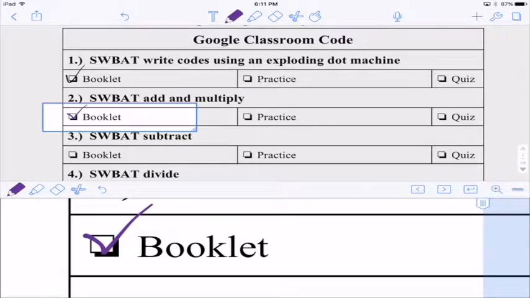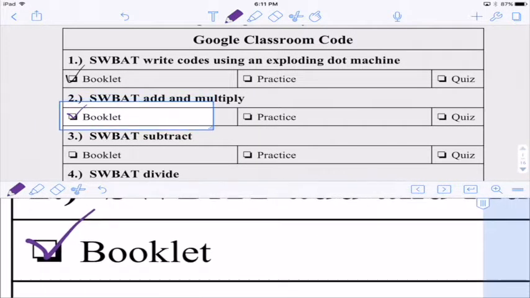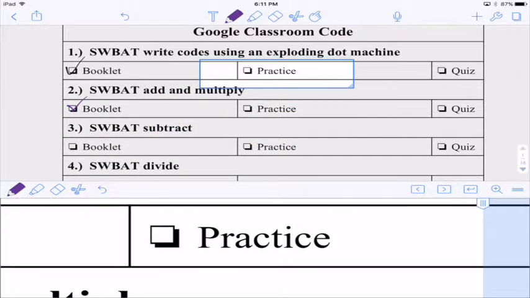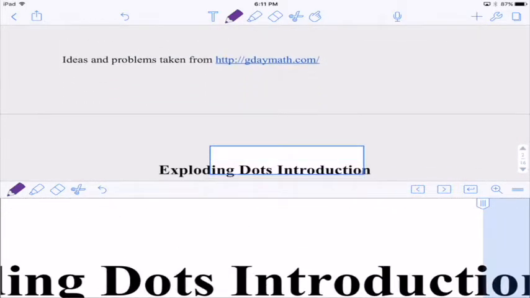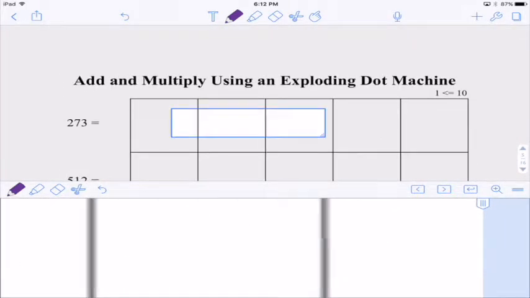So after this, you can put the check on the video. You could also do that right now. And then you should have done the practice already for the last one. So let's go to adding and multiplying.